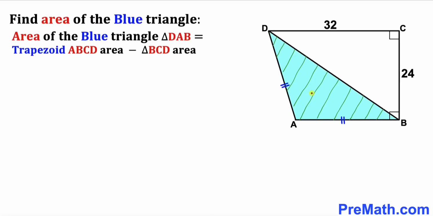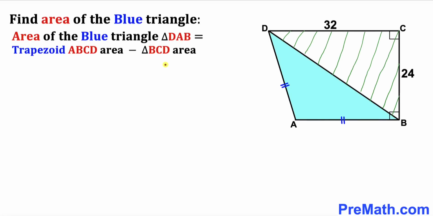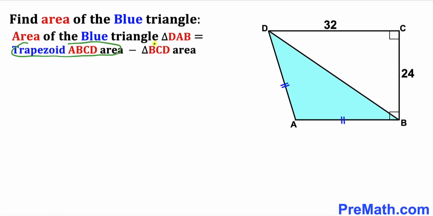Let's make an observation. The area of this blue shaded triangle DAB is equal to the area of this whole trapezoid ABCD minus the area of this right triangle BCD. So therefore our task is to calculate the area of this trapezoid ABCD as well as the area of this right triangle BCD.